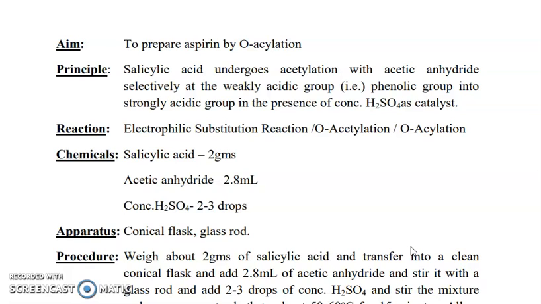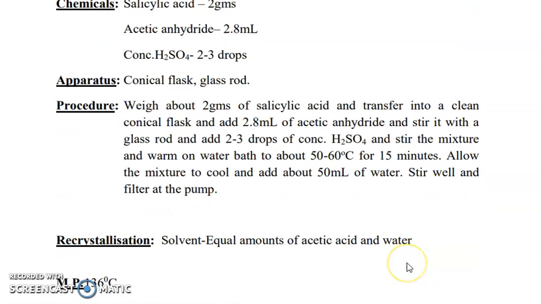This point is very important. Weakly acidic group, phenolic group, into a strongly acidic group. So this is your basic concept. You should remember it, or make your concept clear. The reaction is an electrophilic substitution reaction, or O-acetylation, or O-acylation. You need chemicals: salicylic acid, 2 grams, acetic anhydride, 2.8 milliliters, concentrated sulfuric acid, 2 to 3 drops, and you need apparatus: a conical flask and a glass rod.